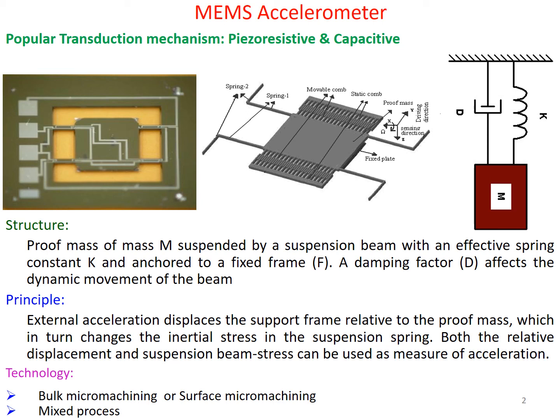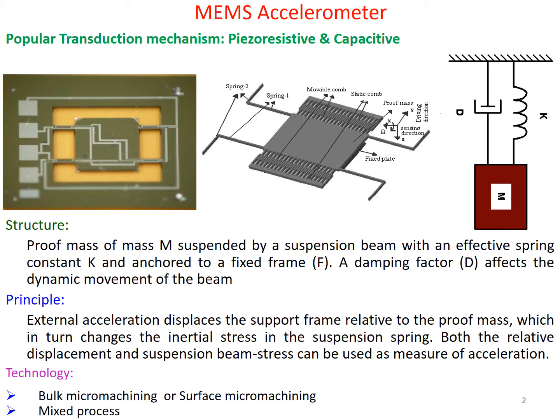Its input is the acceleration. So when it is subjected to some acceleration, it will give the corresponding output, and obviously our preferable output will be in voltage or electrical output form.